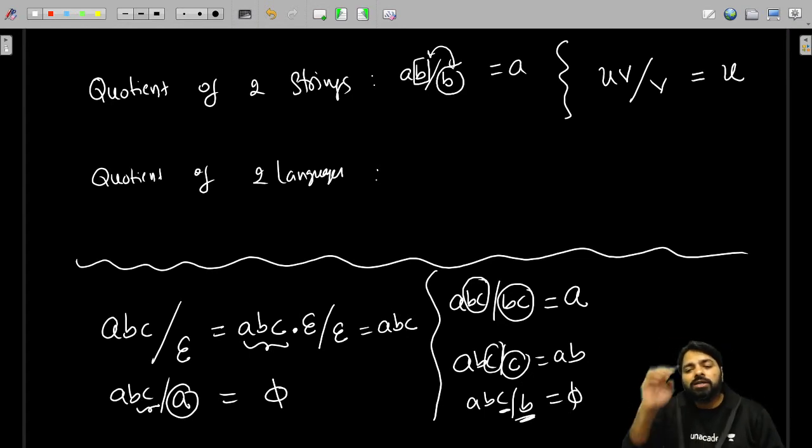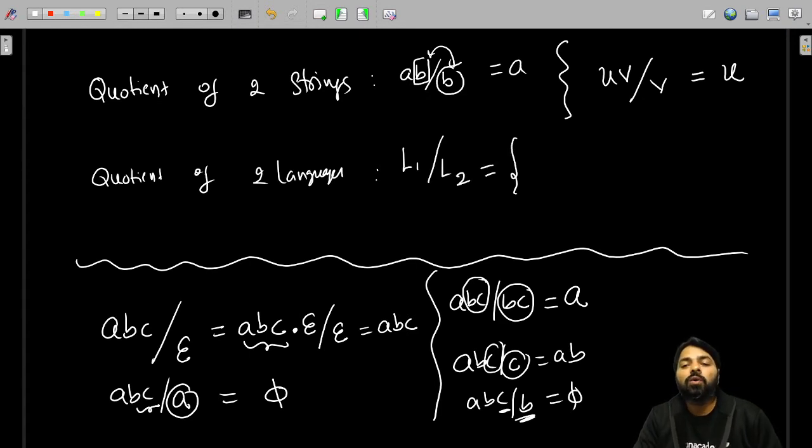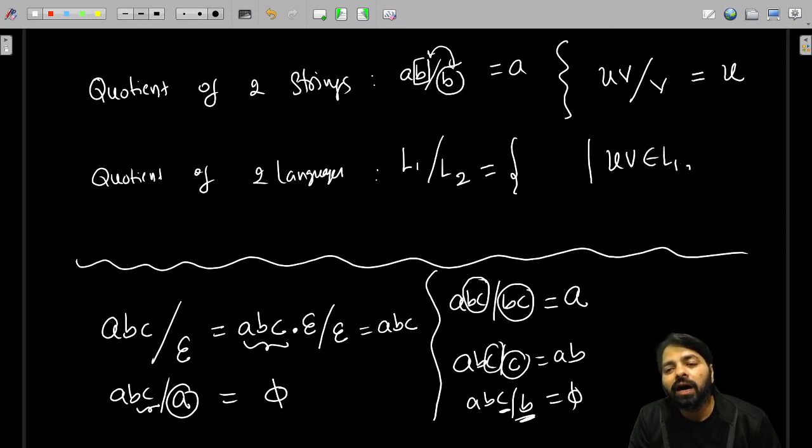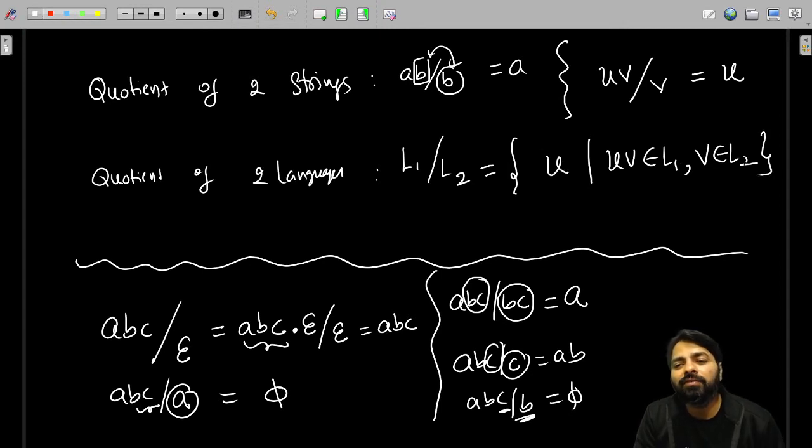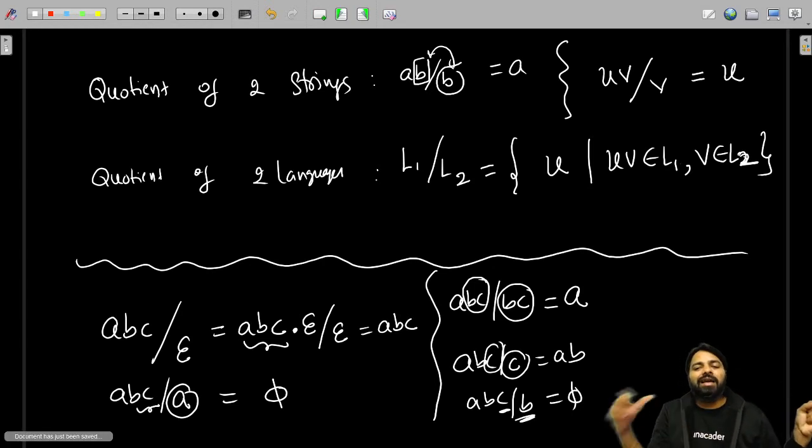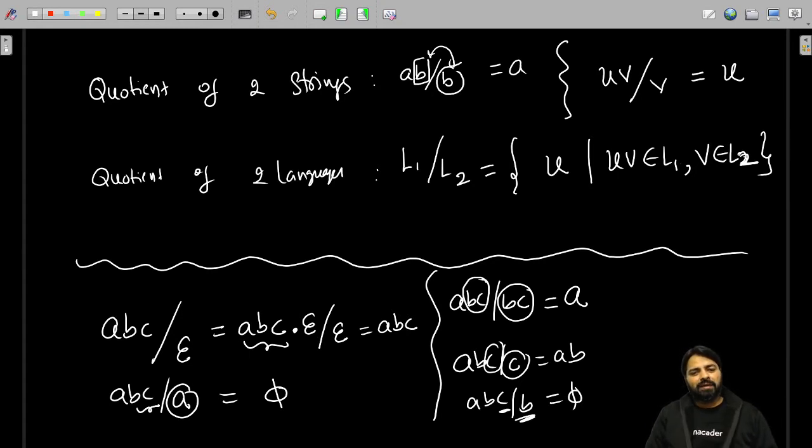Everybody, have you understood the definition of the quotient? Now, if you are applying it to two languages, you will look for every UV in L1 and every V in L2. For that, U is an answer. If UV is in L1 and V is in L2, you are going to write U immediately. Clear? This is the quotient operation.